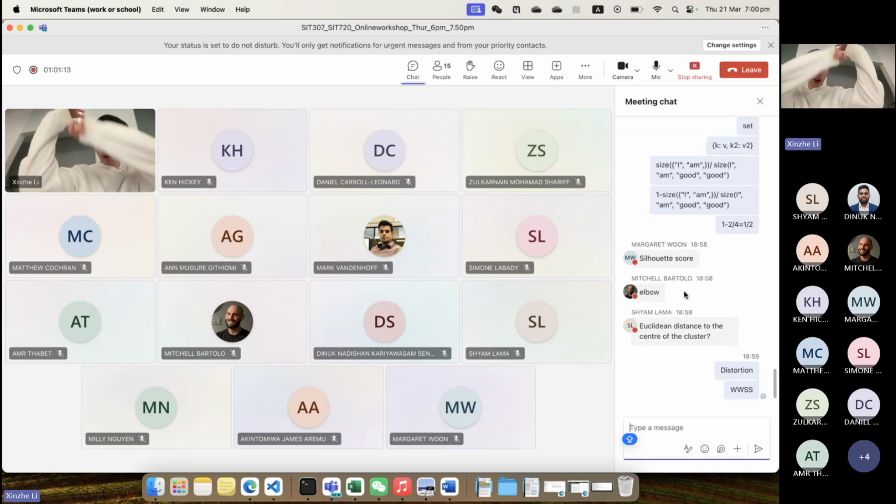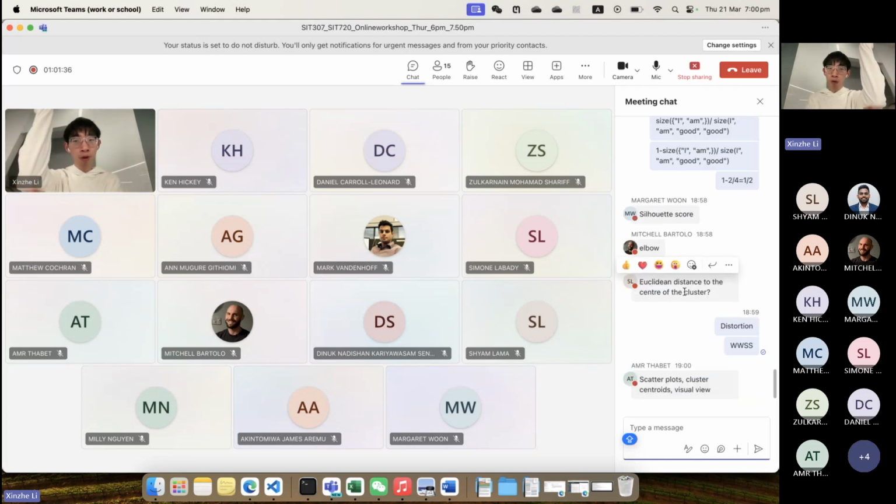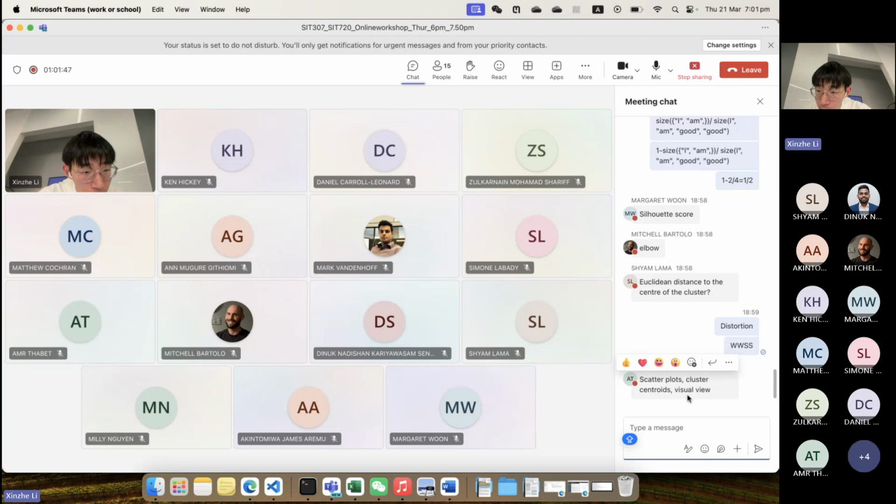So how will you choose the point? Elbow is for choosing hyperparameter. Remember what's hyperparameter. In K-means, the hyperparameter is the number of clusters. So you use the elbow. The elbow corresponds to a value of hyperparameter you will use as the value of your hyperparameter. Scattered plots, cluster centroids, visual view, yeah, that's true.